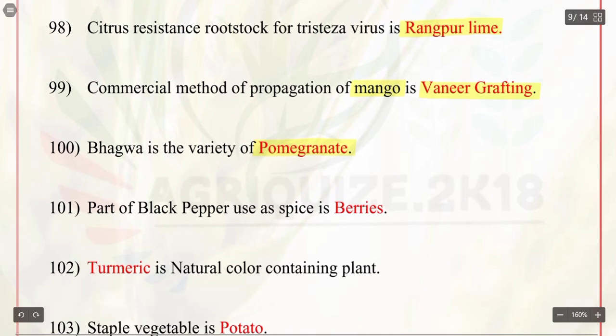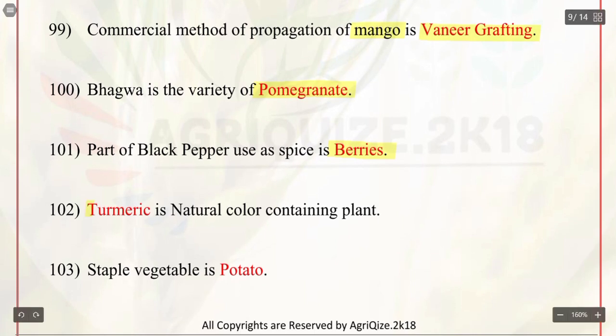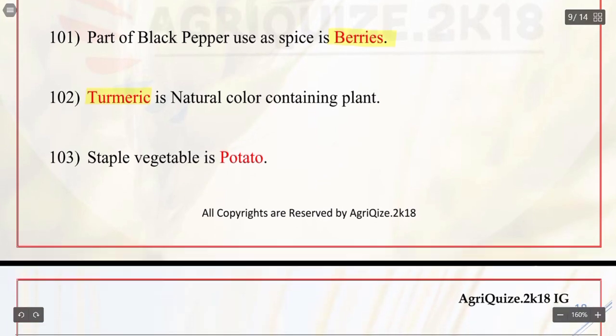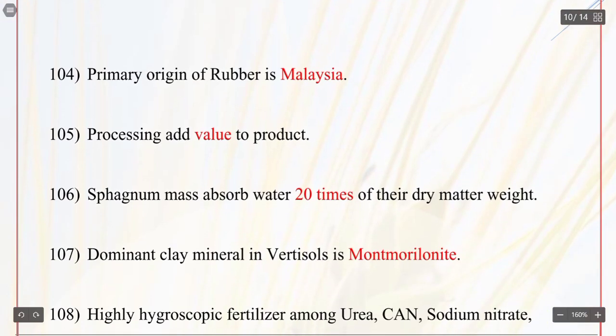Question 101. Part of black pepper used as spice is berries. Next, turmeric is natural color containing plant. Next, staple vegetable is potato. Next, primary origin of rubber is Malaysia. Next, processing adds value to the product.